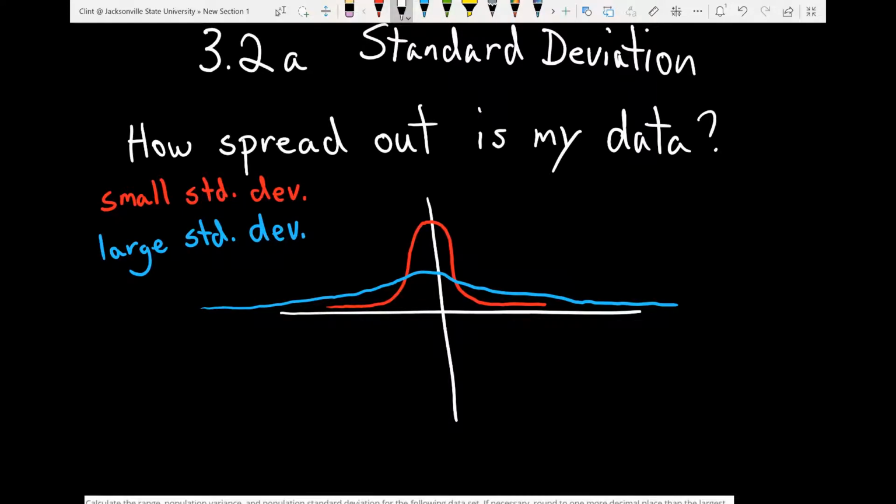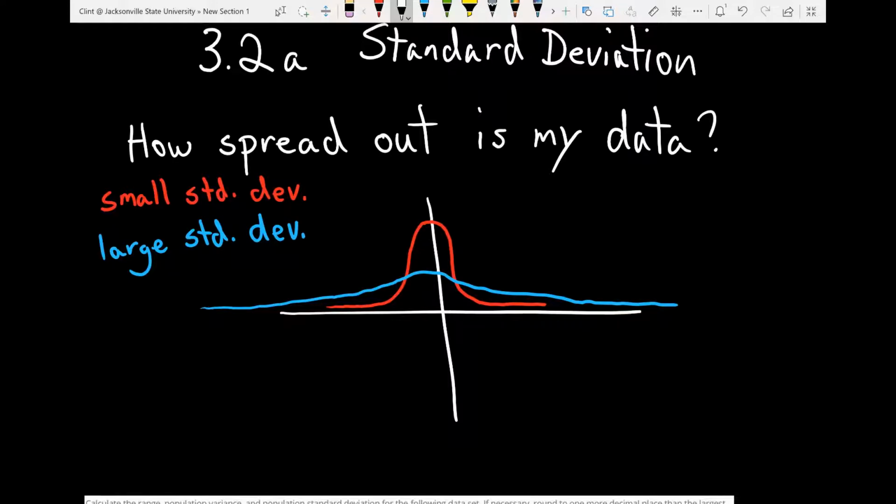And something else to think about is that if we don't have any spread, if every data value is the same value, then we would have zero standard deviation. Okay, so standard deviation is a number that runs from 0 to as big as you can get. Okay?